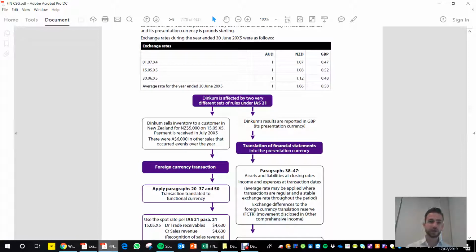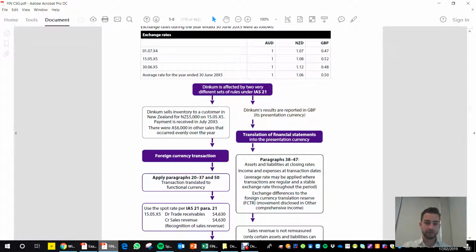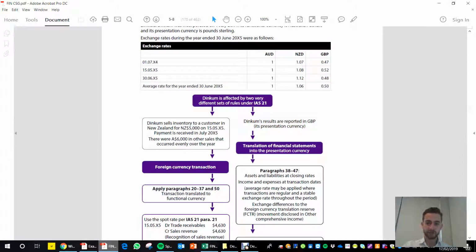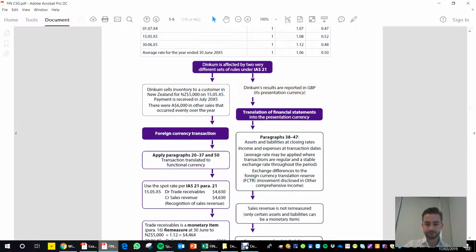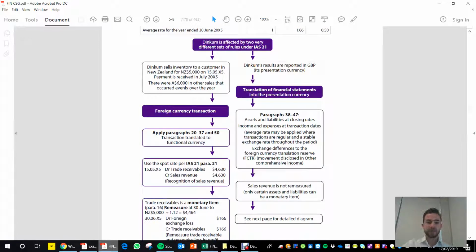Now, it's important to remember which way you're converting, so you don't divide it the wrong way or times it the wrong way. If we're going from New Zealand to Australian, we need to divide it. However, if we're going from Australian to Great British pounds, we need to times it. It depends on which currency you're starting with. Are you starting with the amount that you want to translate to or not? Just keep that in mind and think in your head before you do the calculation, am I dividing it or timesing it? Because we're going from New Zealand dollars to Australian dollars, we want to divide it, because the Australian dollar amount is lower. Just keep that in mind. Okay, so that's how we calculate the 4630, and we want to recognize the sales revenue and trade receivables.